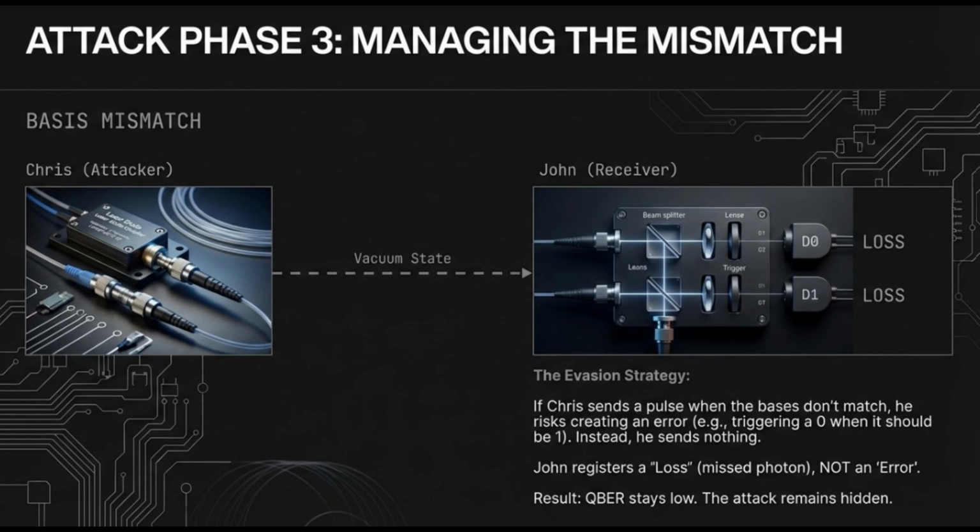However, there is a critical physical consequence to this action. According to the laws of quantum mechanics, the act of measuring a photon destroys its original quantum state. The photon destined for John is gone. In a standard system, this missing photon would cause an error and trigger an alarm. But because Chris has already blinded John's detectors, he has the power to replace what he destroyed with something far more predictable. In the next phase, we'll see how Chris uses the information he just stole to rebuild a fake signal that John will accept as genuine.